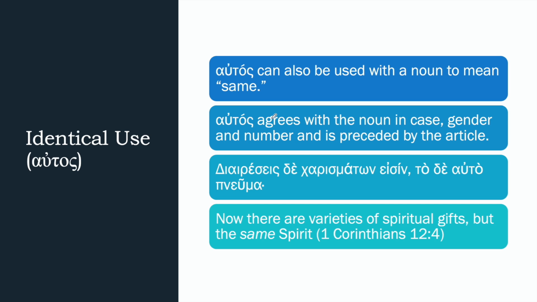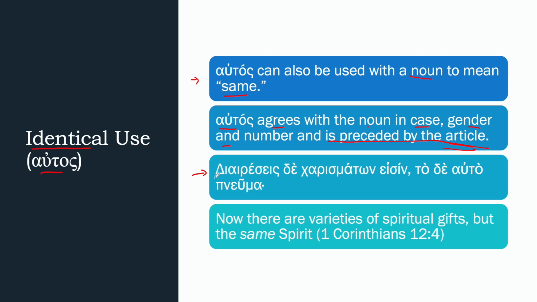But there's also the identical use of autos. So autos can be used with a noun to mean the same, the word same. And autos, in this case, agrees with the noun in case, gender, and number, and it is always preceded by an article. That's how you tell the difference, really, between the previous use, intensive use, and the identical use. So this is a passage from 1 Corinthians 12.